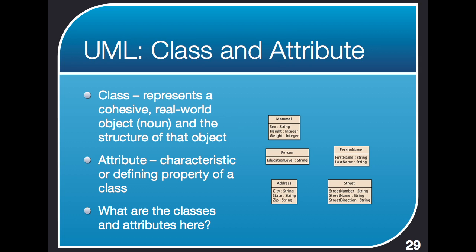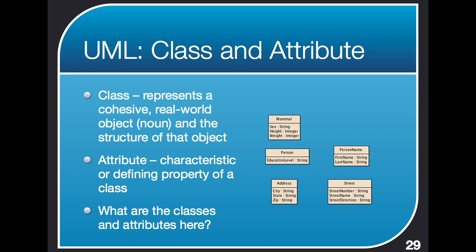The basics of UML class diagrams are class and attributes. The classes are the boxes. They represent cohesive real-world objects, nouns if you will, and the structure of said objects. The classes then are made up of attributes, which are characteristics or defining properties of the class. So the attributes are chunks of information about the object that the class represents. In this case here, what are the classes and attributes shown? I'll give you a sec to eyeball it.